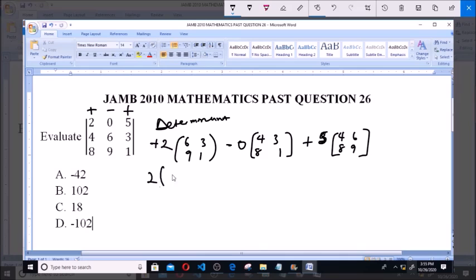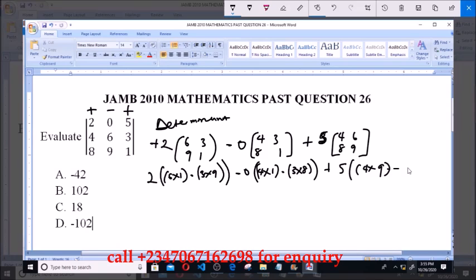2 into, now normal solving of matrix. So we'll have 6 multiplied by 1 minus 3 multiplied by 9, close brackets, minus 0 into 4 multiplied by 1 minus 3 multiplied by 8, plus 5 into 4 multiplied by 9 minus 6 multiplied by 8.